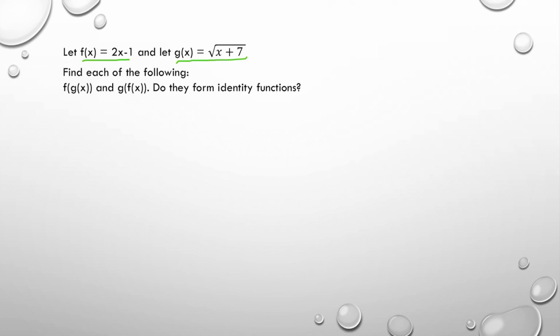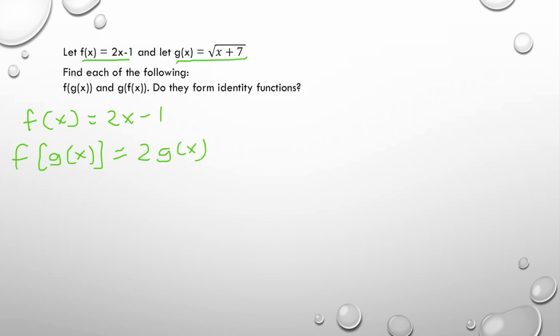In the same way, when I say f of g of x, it means that if I have f of x as 2x minus 1, instead of x, I put in g of x. So f of g of x is 2 times g of x, since we replace x with g of x, minus 1. And we know that g of x is just the square root of x plus 7. That is 2 times the square root of x plus 7, minus 1. And it cannot be simplified further.